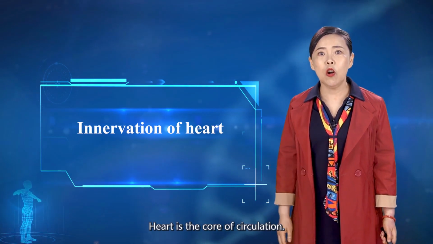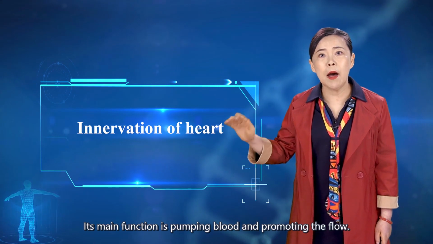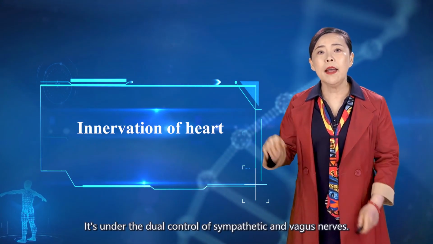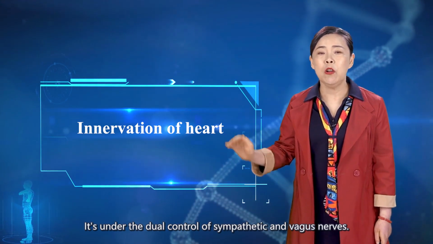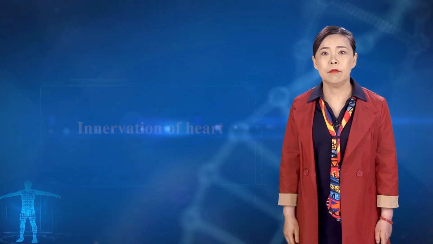The heart is the core of circulation. Its main function is pumping blood and promoting the flow. It's under the dual control of the sympathetic nerve and the vagus nerve.